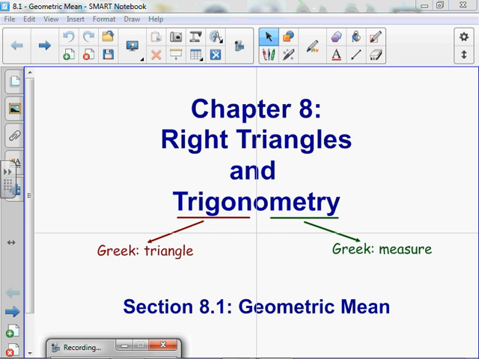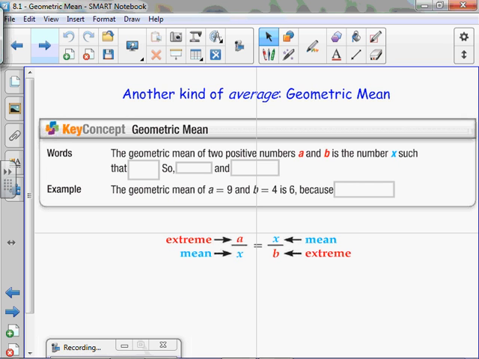So, geometric mean is another kind of average. In your math classes, you have talked about mean, you have talked about median. These are both kinds of averages. Geometric mean is another way to think about how to find something that's sort of in the middle. It's done a little bit differently, and it comes down to this diagram right here: A over X equals X over B. Just a simple proportion, and this defines geometric mean for us.